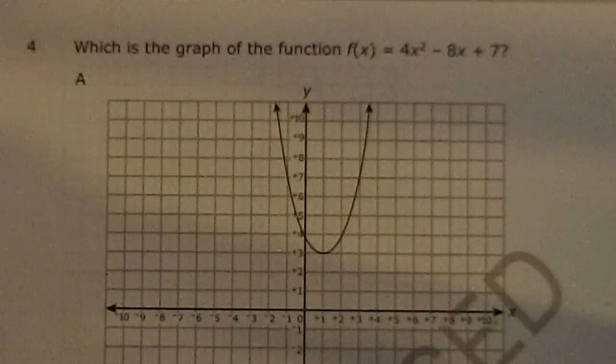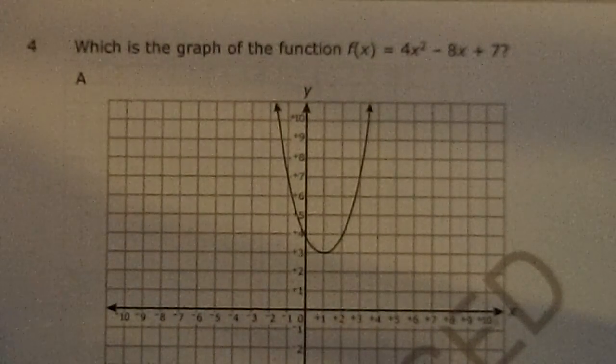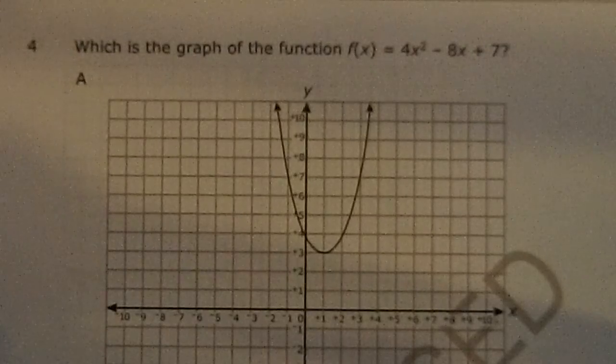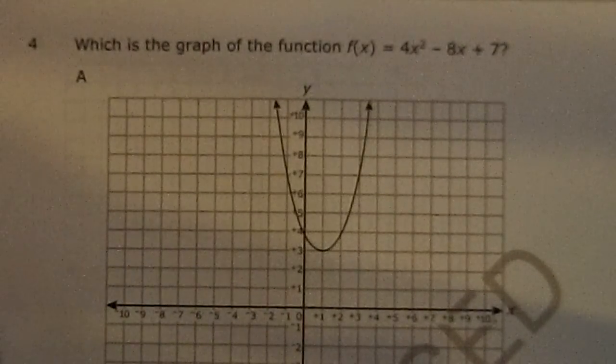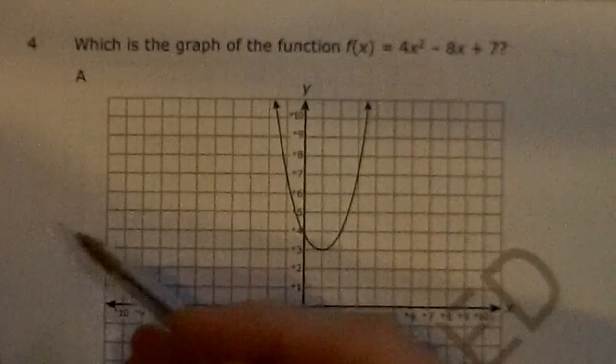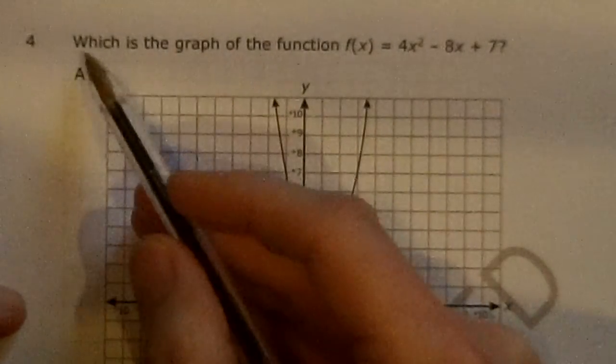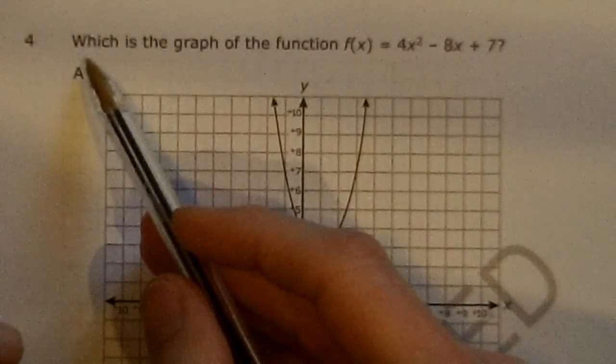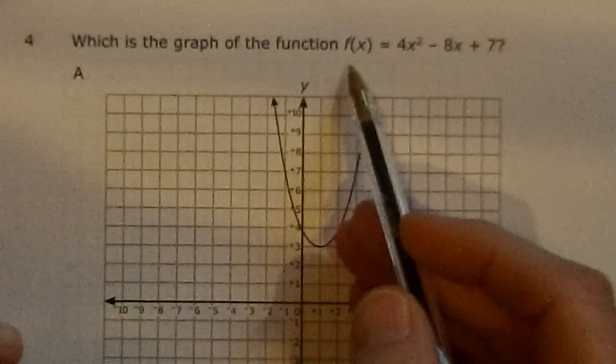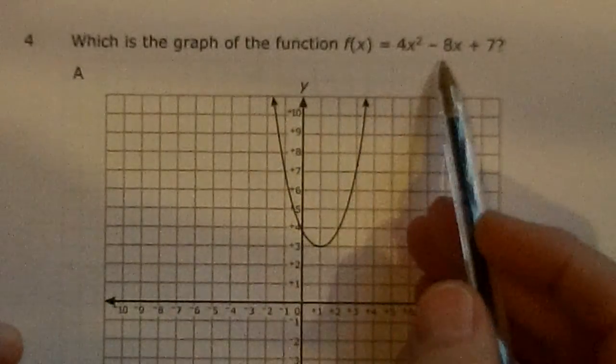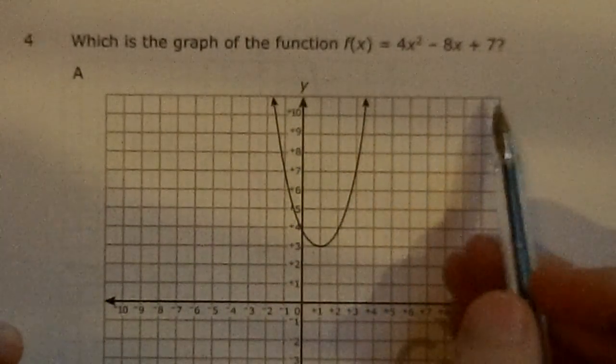Okay, this is problem number 4 from the North Carolina Math 1 EOC released items from 2016. And I can see right away that this is a fairly short problem. It's just a single question. So I'm just going to read that from start to finish. It says, which is the graph of the function f of x equals 4x squared minus 8x plus 7?